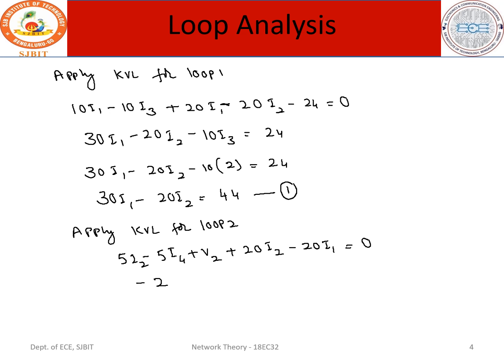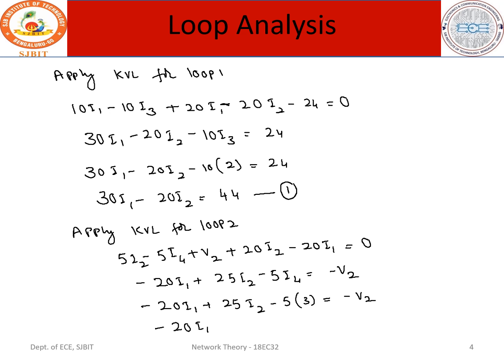You simplify this: minus 20I1 plus 25I2 minus 5I4 is equal to minus V2. Substitute the value of I4 as 3 amps: minus 20I1 plus 25I2 minus 5 times 3 is equal to minus V2. So this is minus 20I1 plus 25I2 minus 15 is equal to minus V2.